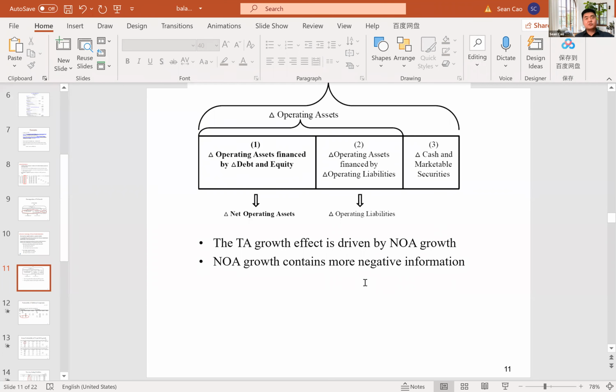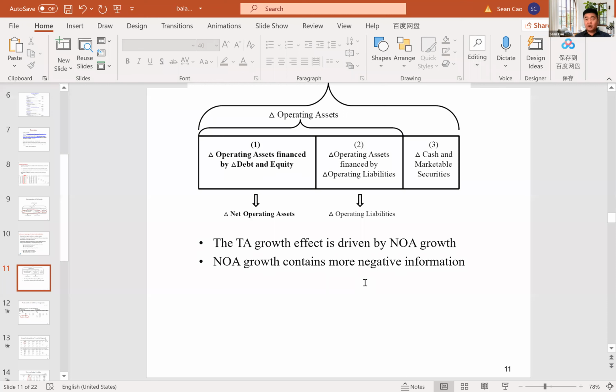The total asset growth means the growth financed by everybody. The NOA growth is the growth financed by shareholders, bonds, and bank loans. So looking at these two types of growth, which one will predict the future? Which one will be more associated with future negative returns? Is that NOA growth or total asset growth? I think you have the answer, right?